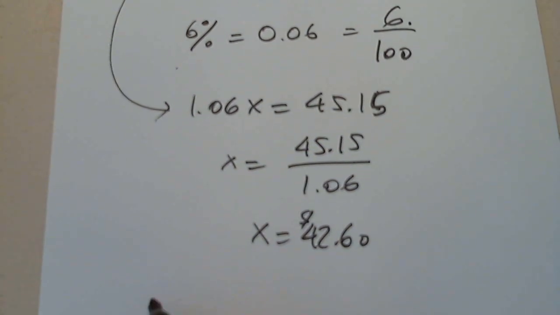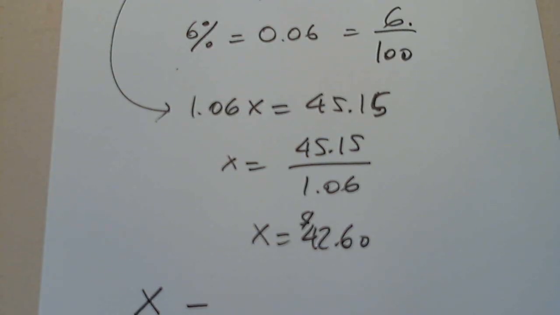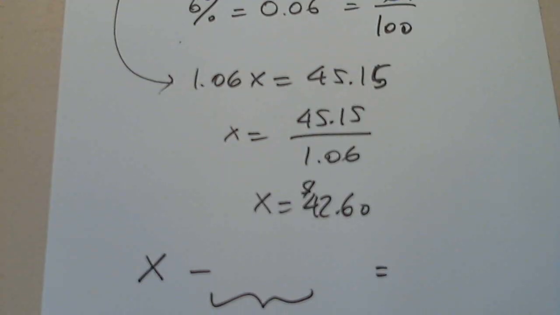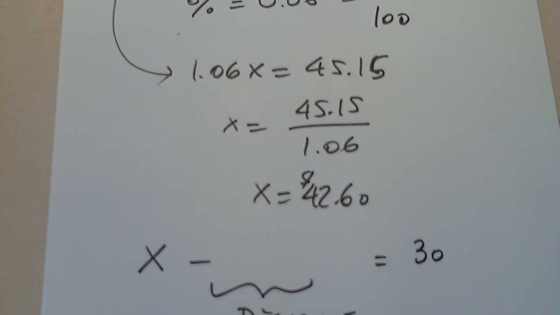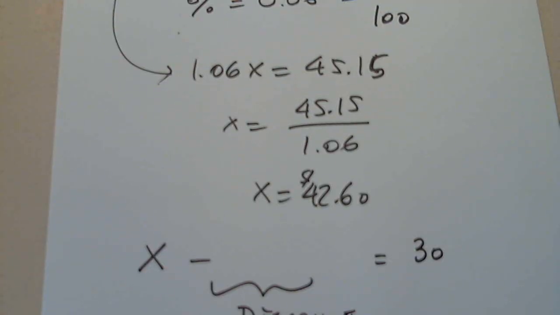What if I have x minus discount equals, let's say, $30. And the discount is 2% of x, of course. So let's say the price is x. I am getting a discount of 2% of x, and I end up paying $30. How much was the original price?